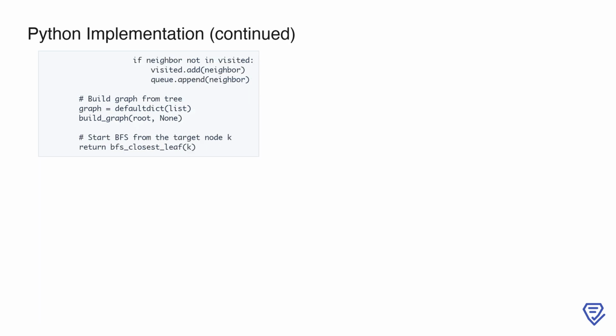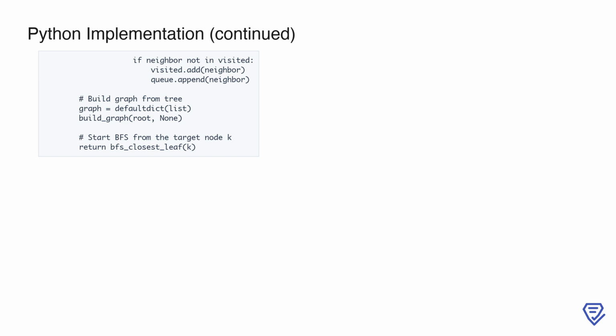The breadth-first search continues by dequeuing the current node and checking its neighbors. If a node has only one connection in the graph and is not the root, it qualifies as a leaf node, so we return it immediately as the closest leaf. Otherwise, we iterate through the neighbors of the current node. For each neighbor that hasn't been visited yet, we mark it as visited and enqueue it for further exploration.